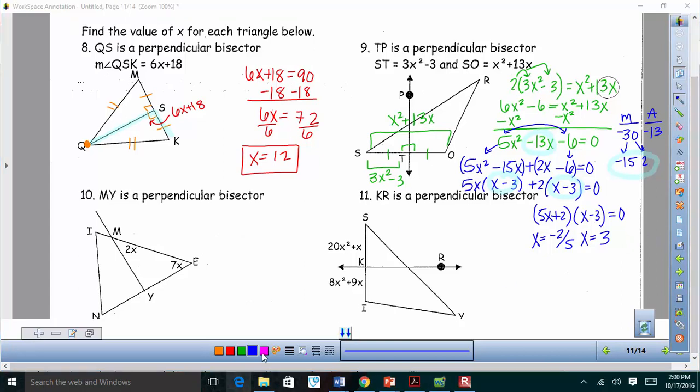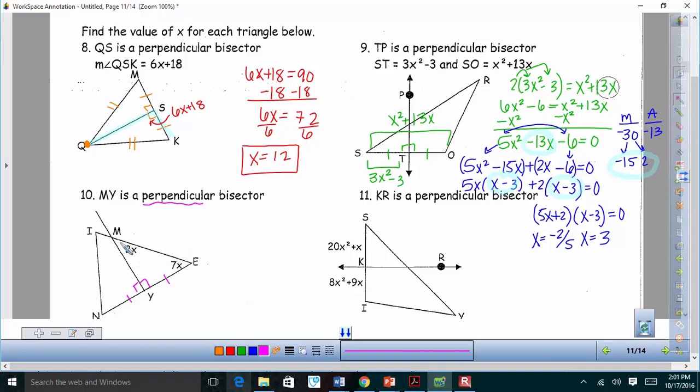Okay, let's look at number 10. So for number 10, it tells me MY is a perpendicular bisector. So the first thing I want to do is label the triangle. Perpendicular means it forms right angles. So I'm going to draw my right angles. Bisector means it's splitting it in half. So NY is equal to YE.